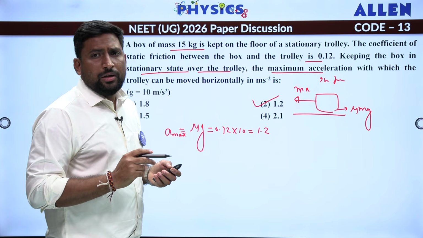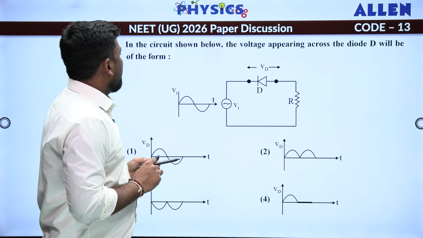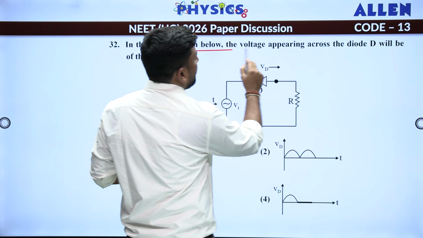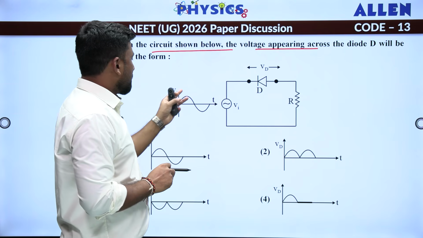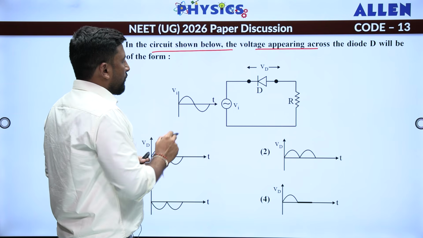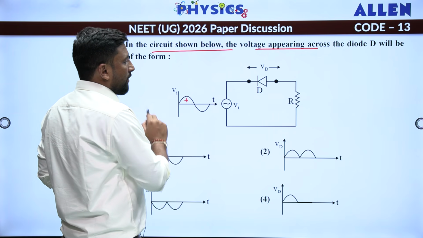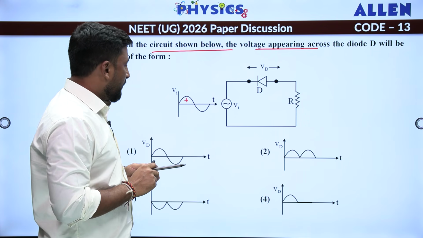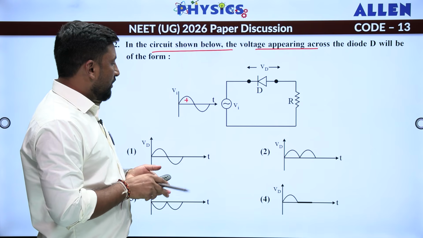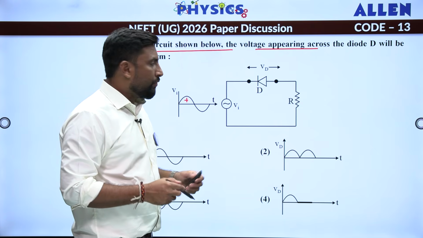Now let's move to question number 32. They are saying that in the circuit given, find the voltage appearing across this. It's very simple. A single diode is used and this input is used. When the input is positive, the diode will be off. For negative input only, the diode will be working. And you see that there is only one option for that, which is option number 4.